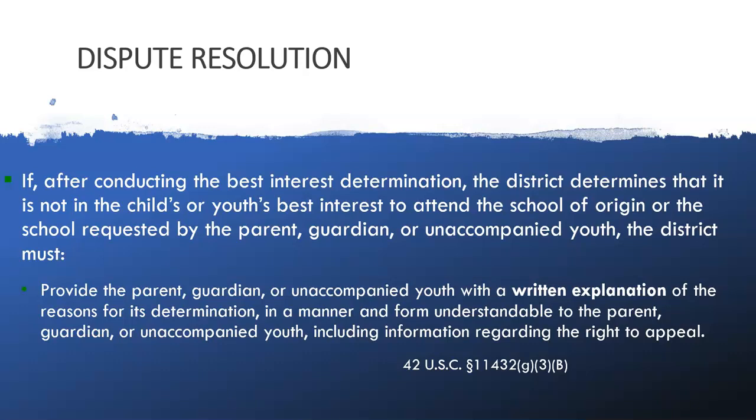Next, we'll look at our dispute resolution process. If, after conducting a best interest determination, that form that we normally go through, the school determines that it is not in the child's best interest to attend that school, or the school requested by the parent, guardian, or unaccompanied youth, the school must provide the parent, legal guardian, or unaccompanied youth with a written explanation of the reasons that they have determined that that student cannot go to that school. The written explanation must be in a manner and a form in which the parent or legal guardian will understand, and it must include their right to appeal.